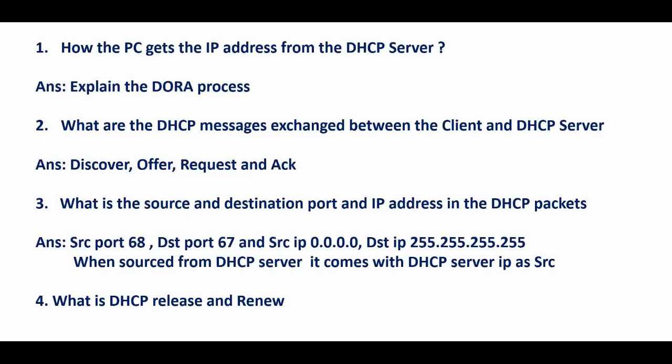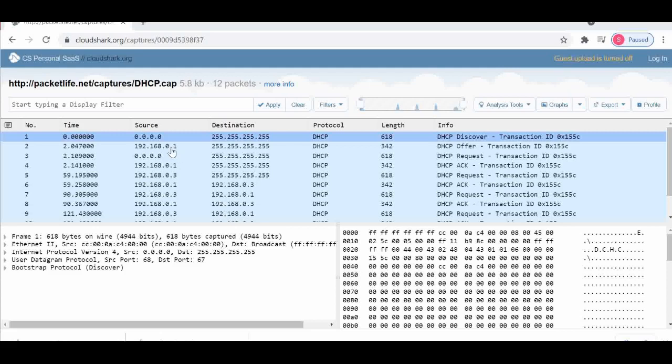Now let's see some real-time DHCP packet captures, because in Packet Tracer we saw only the simulated packet captures. So these are the typical DHCP messages you can see in Wireshark: DHCP discovery, DHCP offer, DHCP request, DHCP ACK. Let me open up this DHCP discovery packet.